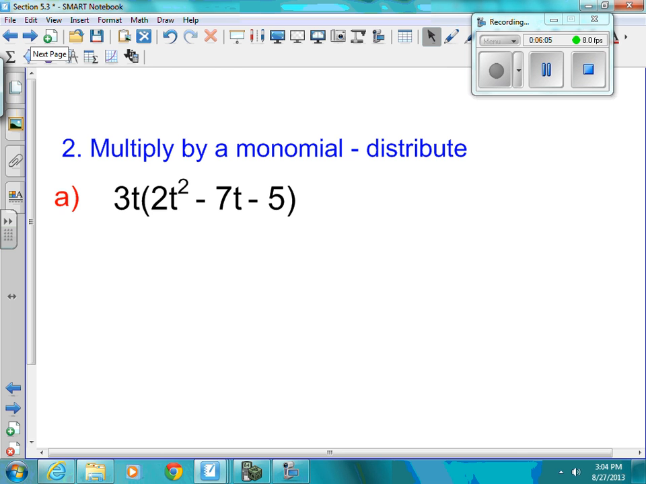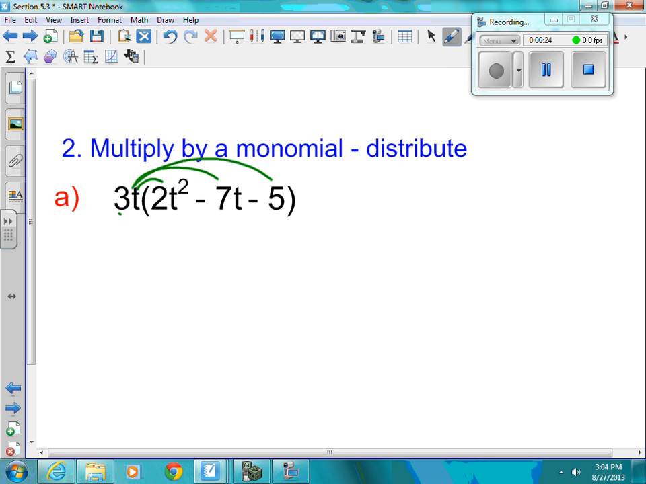Okay, multiplying by a monomial. That's distribution. We've done that already. We did that last chapter. This should not be anything new, because really quadratics, they are polynomials. So a lot of these things we've done already, we've experienced. So I'm just going to multiply 3t by everything in the parentheses.